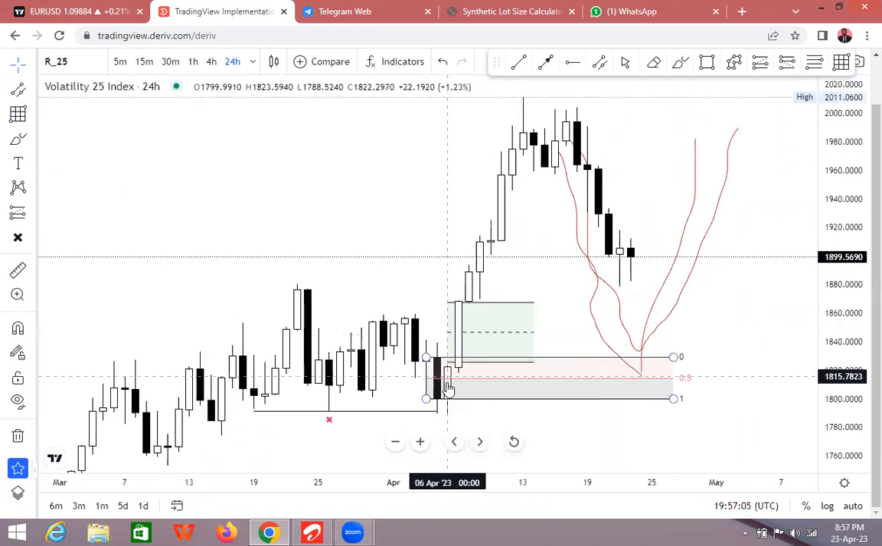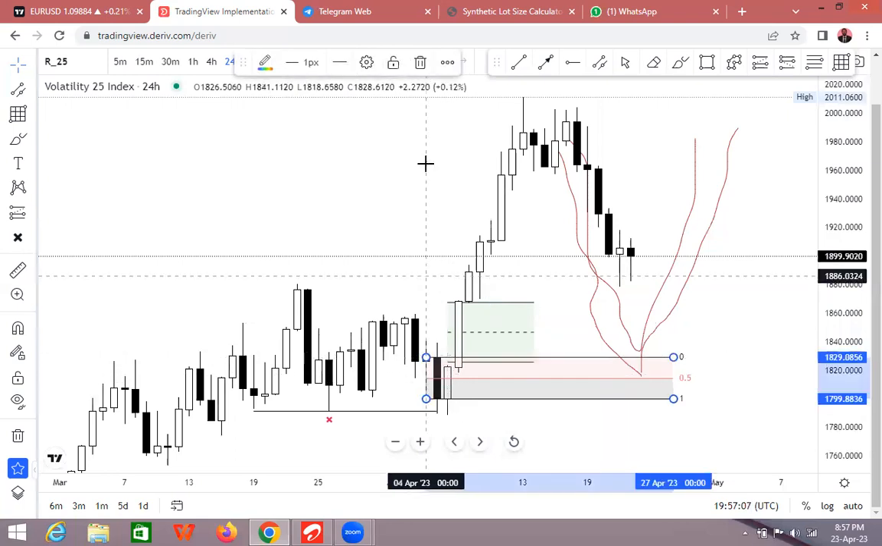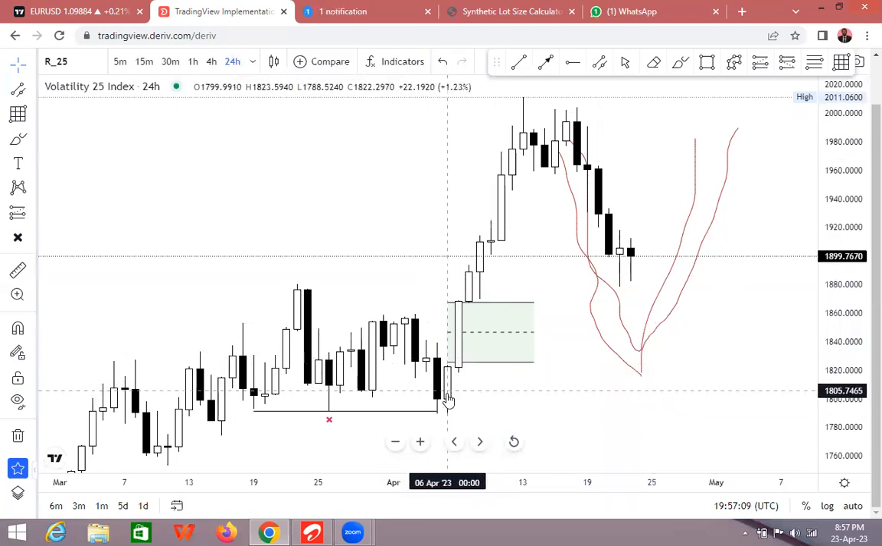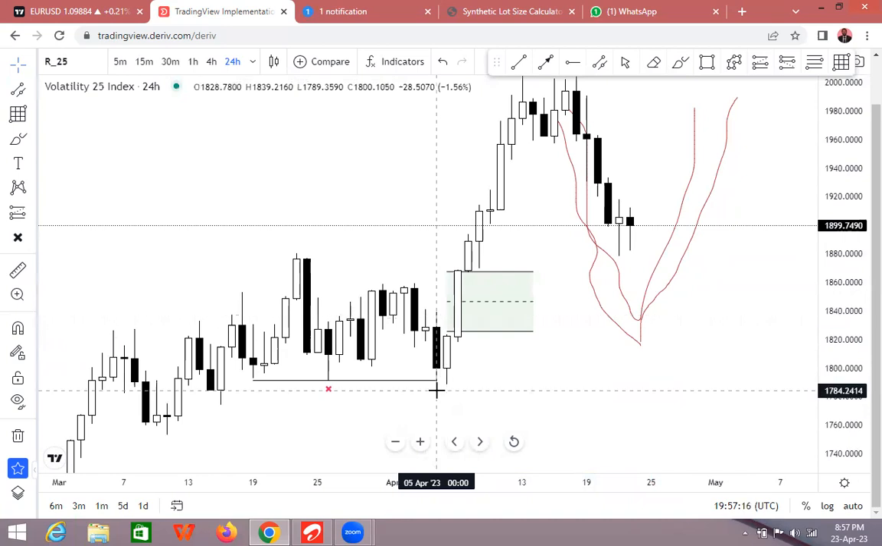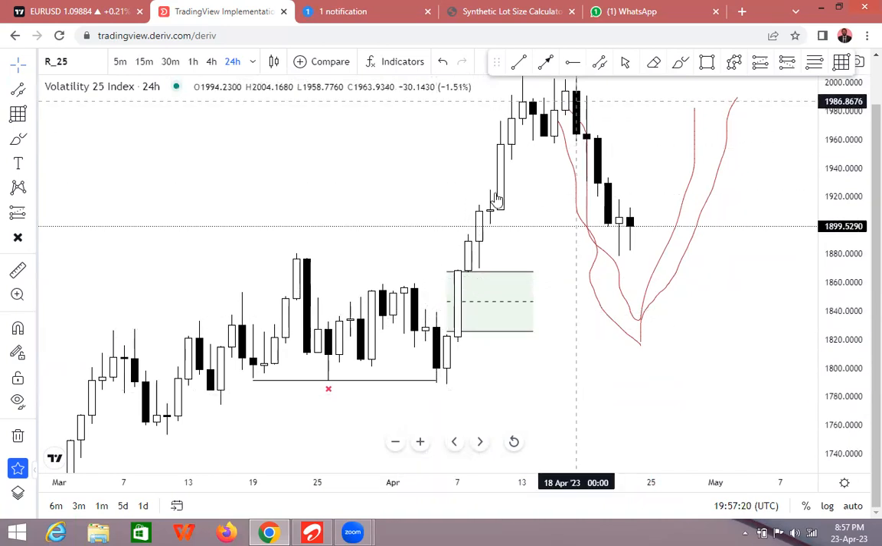I'm not looking at this candle. Let me remove this first. I'm not looking at this bullish candle. That's not what I'm looking at. I'm looking at this sell candle, not the bullish candle, because they sold to buy. So this is a sell to buy candle. Yes, they sold to buy.